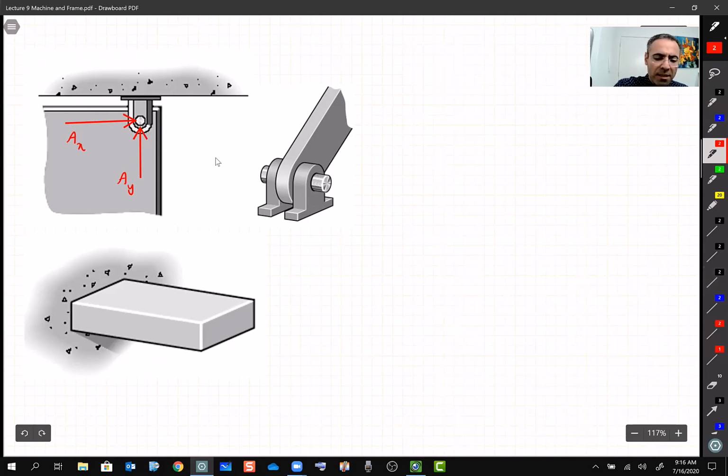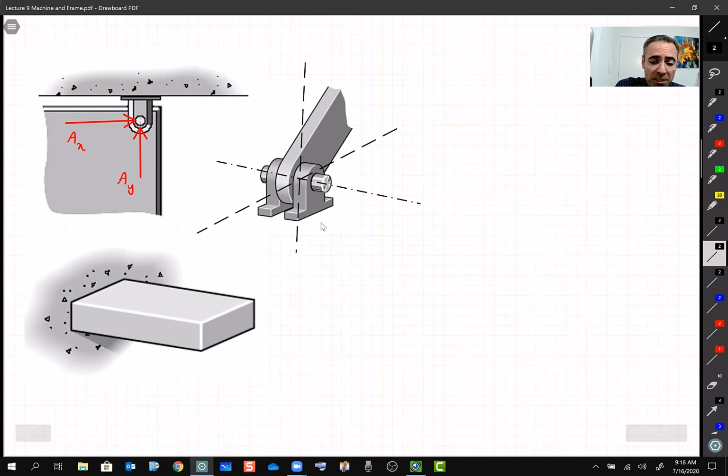And here you see the actual 3D image of that joint. And as you can see, this link can easily rotate around this axis with no constraint. But if somebody tries to move this link, let's say in the X or Y direction, then there's going to be a reaction from this link.